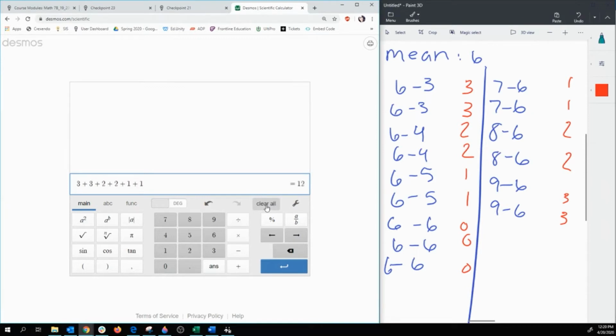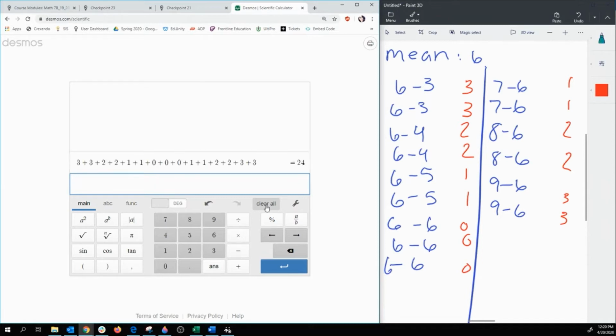Now, those zeros here, technically, if I were to add in 3 zeros, it doesn't change what my answer is, but the zeros are important because they're still a part of our data set. So when we are dividing at the very end, we need to make sure that we include those 3 zeros as our total number of numbers that we're adding together.